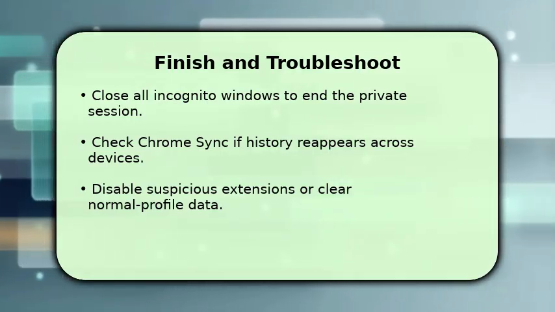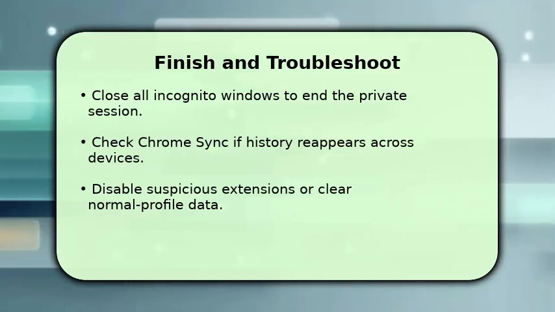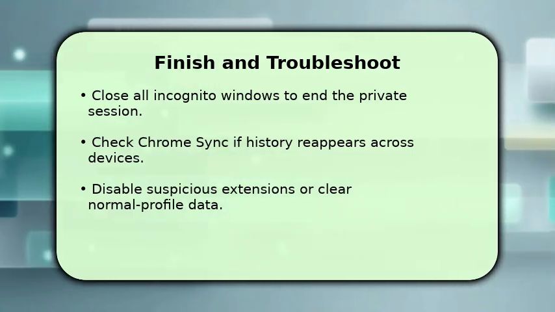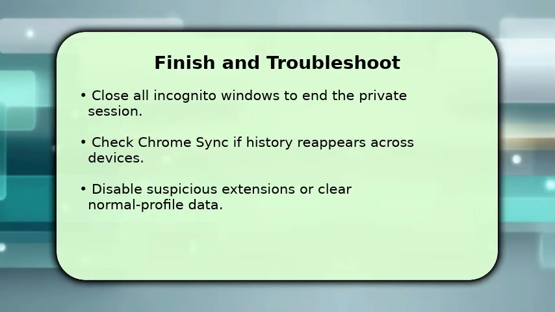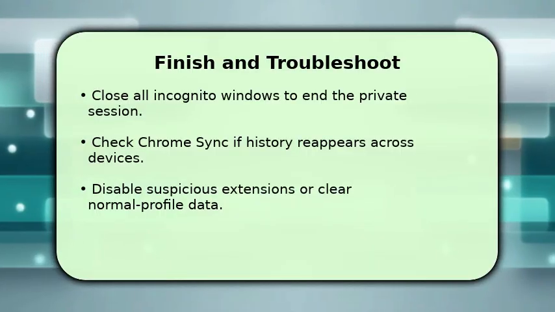If something persists or history shows up elsewhere, make sure you weren't signed in with Chrome Sync. Synced activity can appear across devices. Also check that a trusted extension wasn't enabled in incognito or that you didn't save bookmarks or downloads you expected removed. If problems continue, disable extensions and sign out of accounts. Then reopen a fresh incognito window and test again.